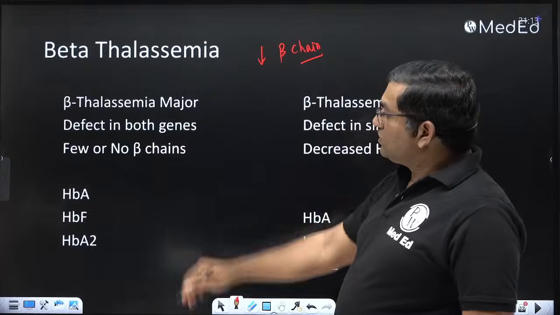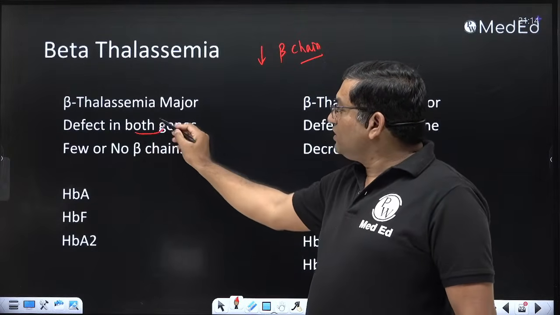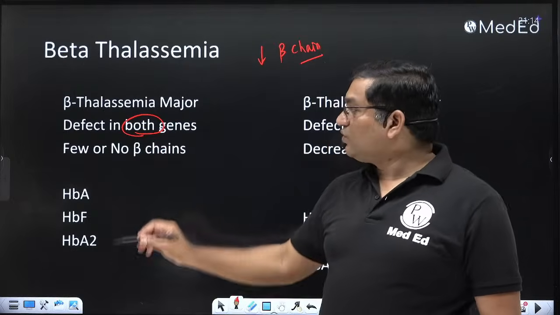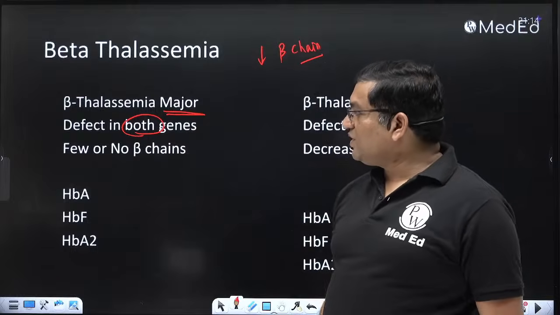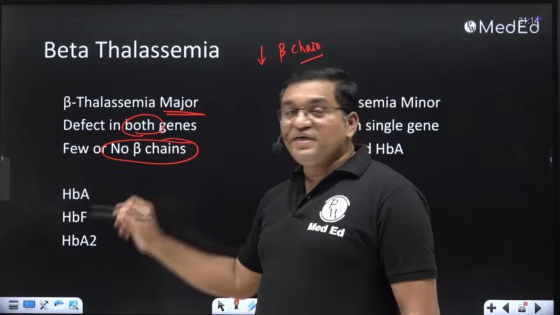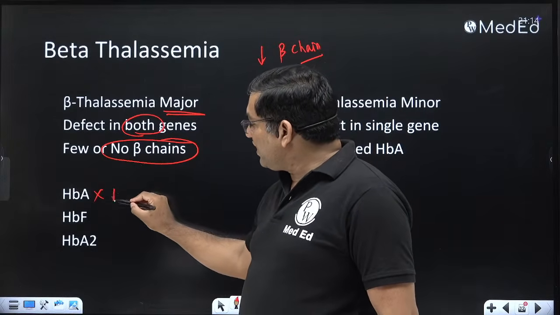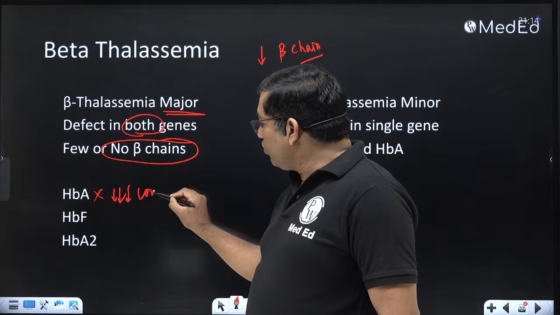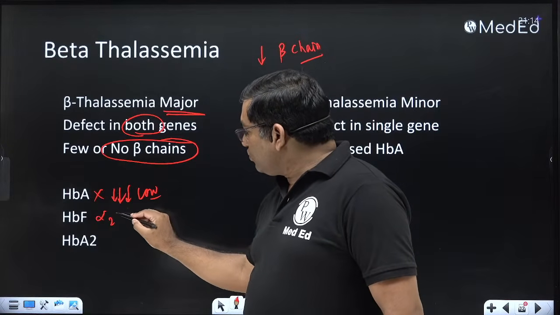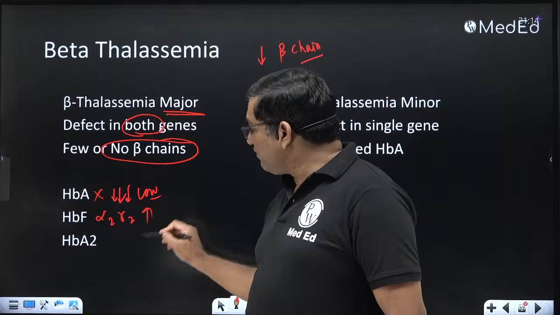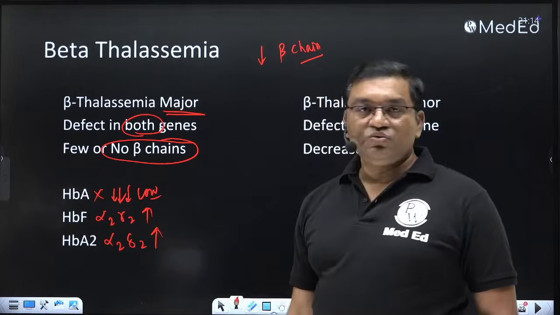There are two genes. If both are affected, it forms the homozygous state, known as beta thalassemia major, and it is a severe condition. There is no formation of beta chains. So there is no hemoglobin A or very low hemoglobin A. Hemoglobin F is alpha 2 gamma 2, so there is increased hemoglobin F. Hemoglobin A2 is alpha 2 delta 2, so there is an increase in hemoglobin A2 concentration.